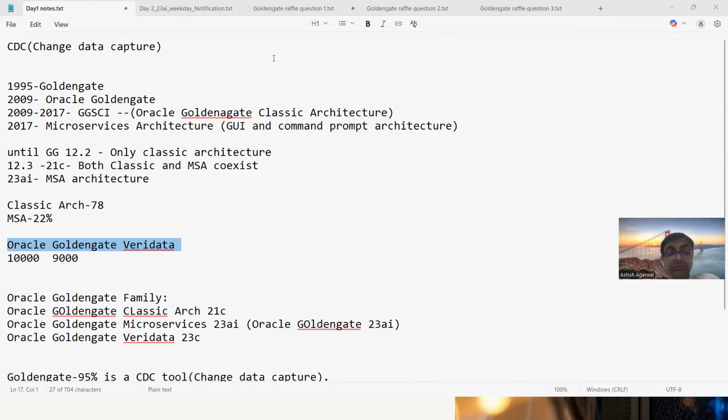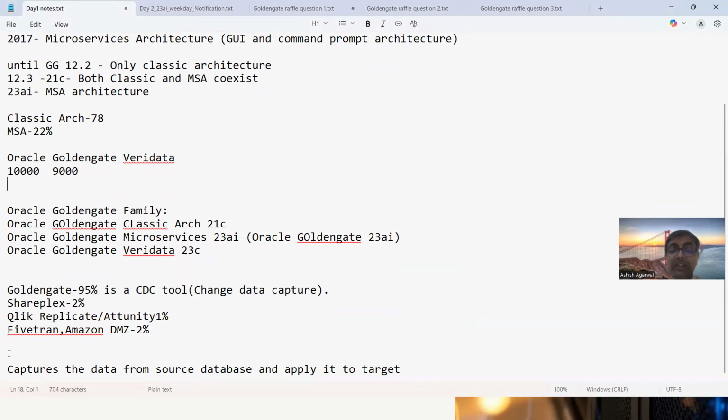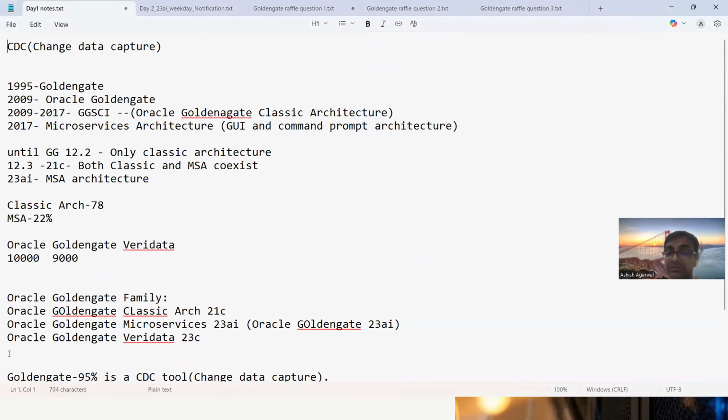Okay. Now, coming back to GoldenGate. GoldenGate is a change data capture tool. Now, how many of you have heard about, if I have to list down 5 tools, what are the competitors of GoldenGate? Or in fact, if you have to list down even one tool, are you able to list that down? If I ask you what is one competitor of GoldenGate, will you be able to list that down? Many of you would struggle.